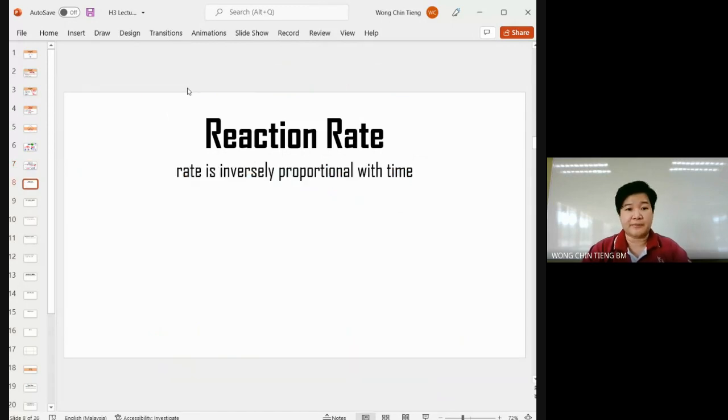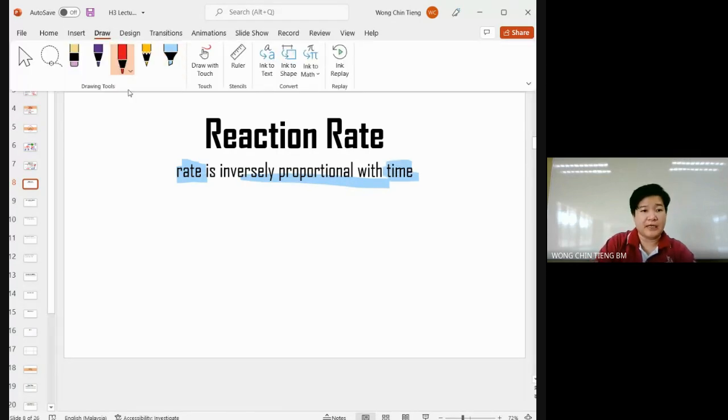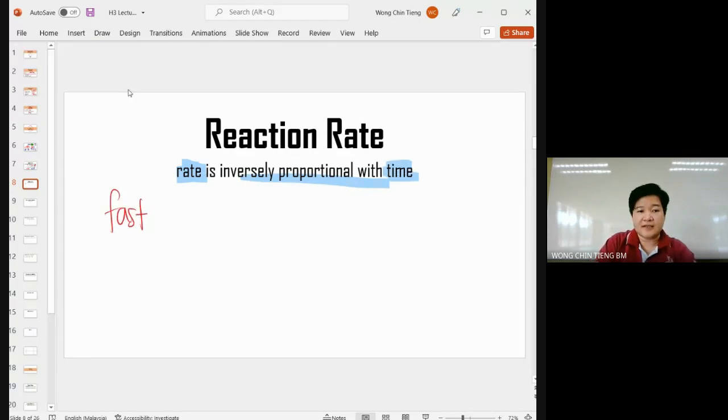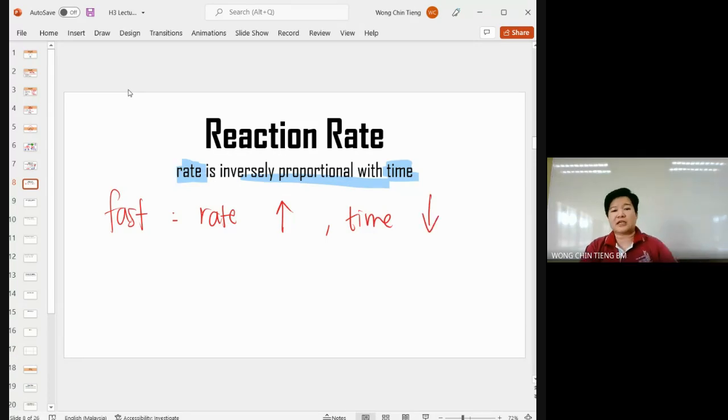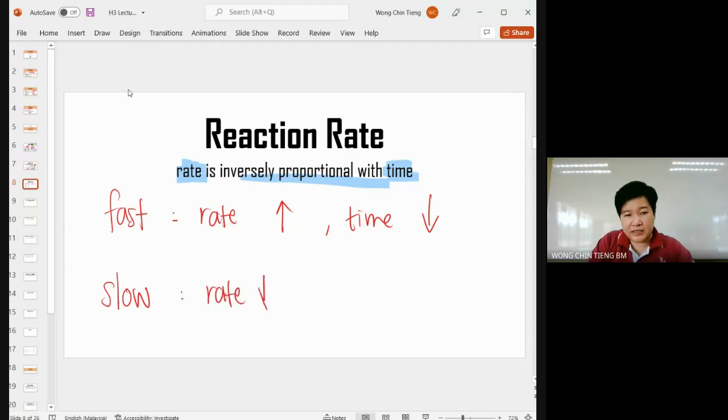Okay, versus time. And everybody should know that your rate adalah inversely proportional with time, like we all agree. If the thing go fast, that means the rate is high. When the rate is high, that means the time taken is short. Kalau benda tu bergerak laju, bermakna kadar dia sangat tinggi, masa sangat pendek. Vice versa, kalau benda tu slow, bermakna rate sangat rendah dan time sangat tinggi.